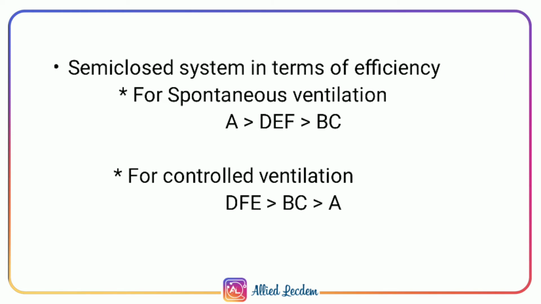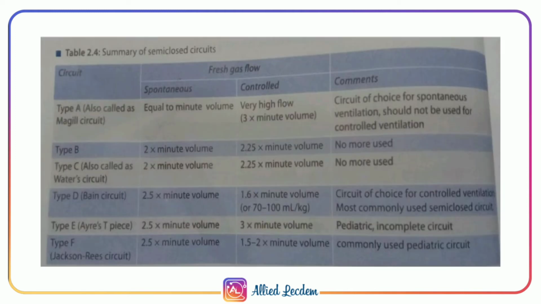Semi-closed systems in terms of efficiency. For spontaneous ventilation, the first one would be A, and then DEF, and then BC. For controlled ventilation, it would be DFE, BC, and then A circuit. How much fresh gas flow is required for each circuit is mentioned in this column.